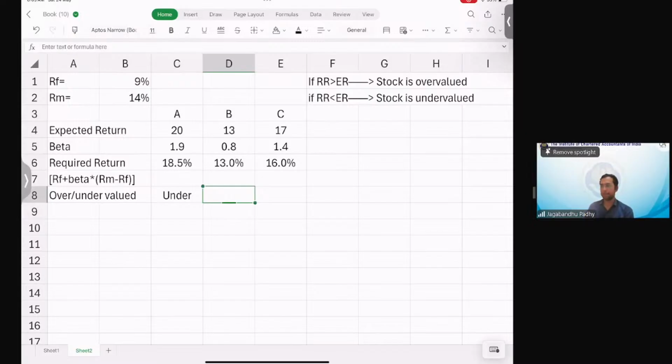What about B? Equal. This is perfectly valued, right? Correctly valued. What about C? Expected return is 17, required return is 16. Overvalued. This is overvalued.